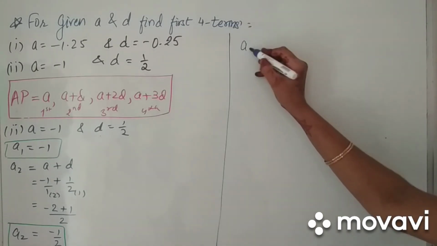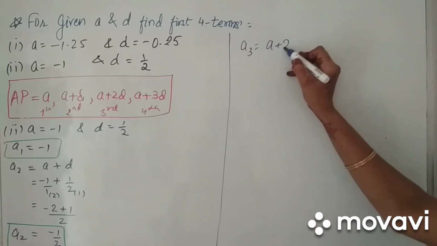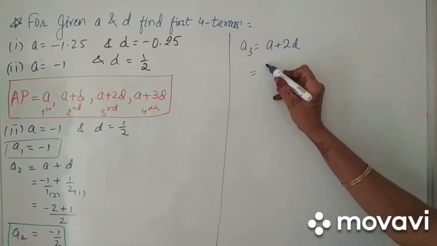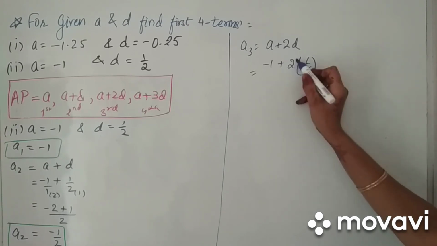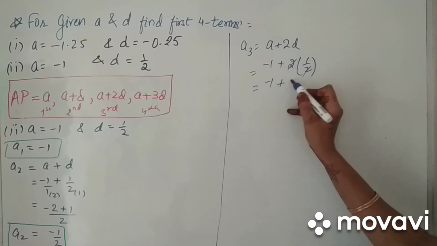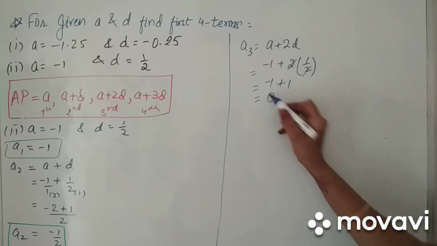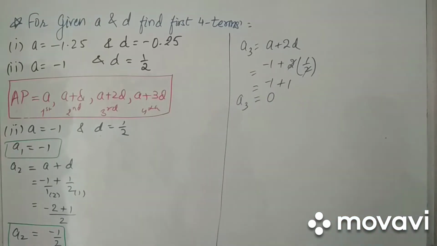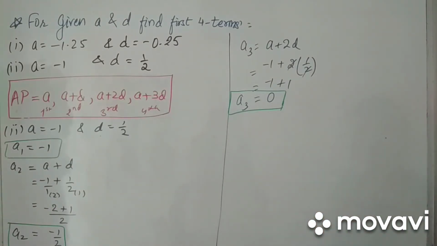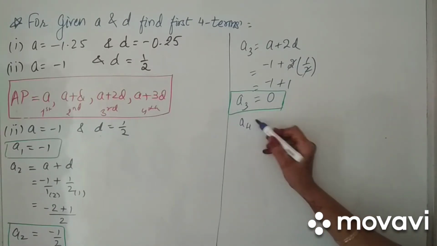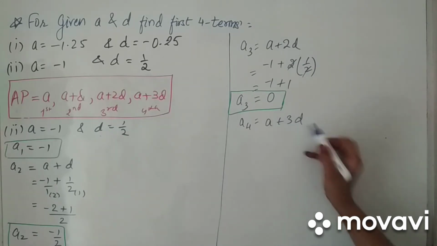A3 would be my A plus 2D. A is minus 1 plus 2 into 1 upon 2. So 2 is cancelled. So minus 1 plus 1 is equal to 0. So A3 is our 0. Next A4, A plus 3D.